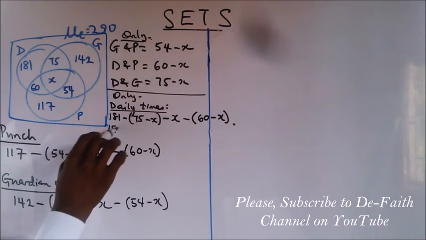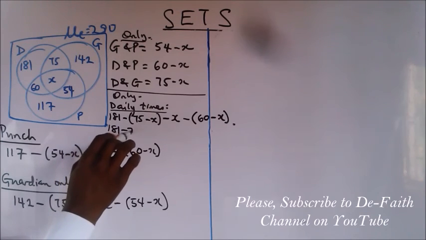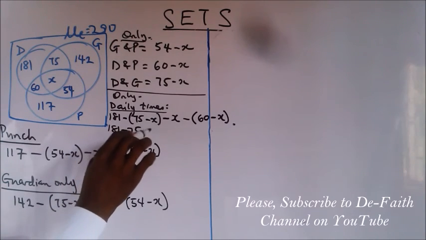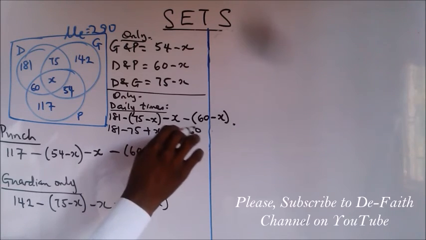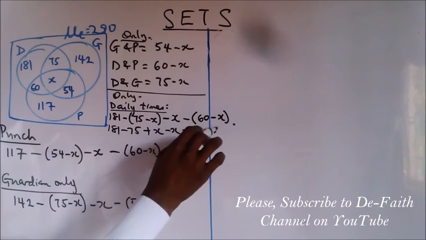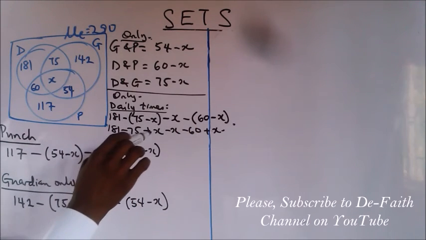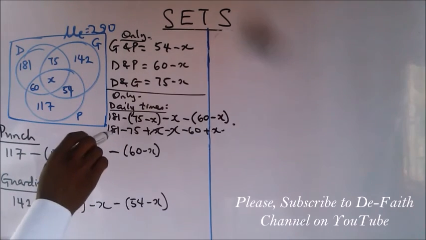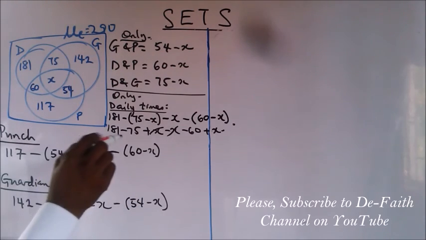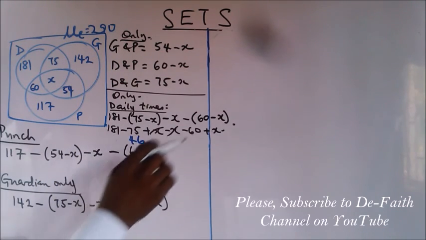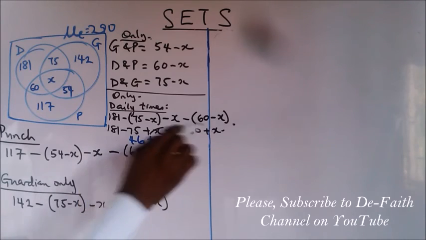We have 181. Here is minus 75. Minus times minus gives a plus x, and then minus x, then minus 60. Minus times minus gives plus x. And so we have x cancels x. 181 minus 75 minus 60, that produces 46. And then we have plus x remaining.